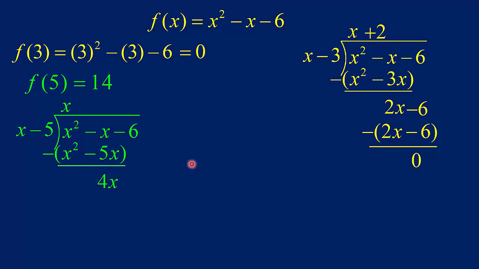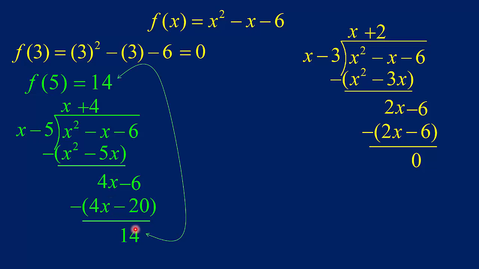Subtract 4x. Now bring down the -6. And x will go into 4x. And then multiply. Okay, see, I multiplied, and now subtract. Okay, now notice I get a 14. Look at this. F of 5 is equal to 14, and when we divide by x minus 5, I get a remainder of 14. Those are the same. Cool.